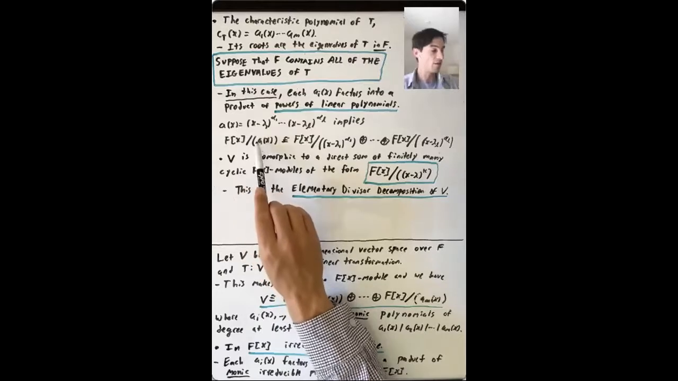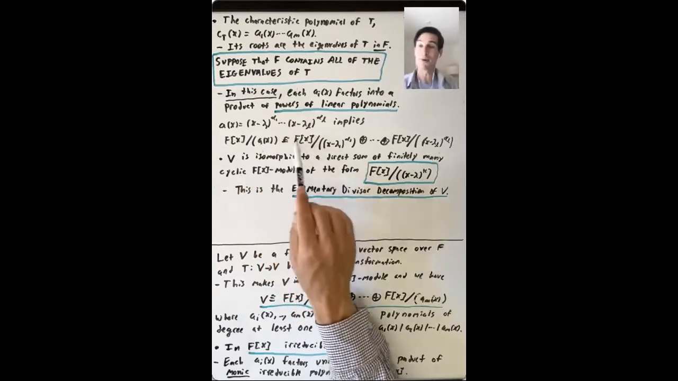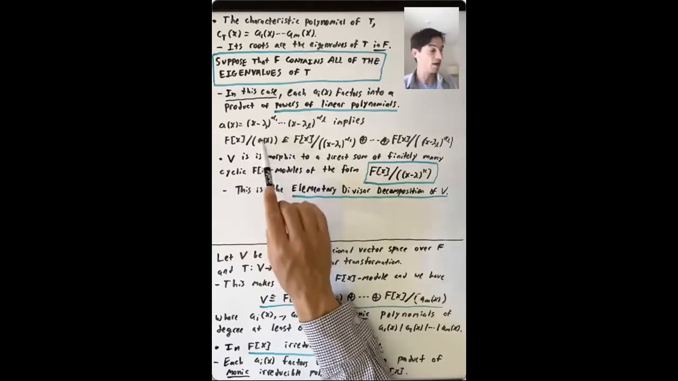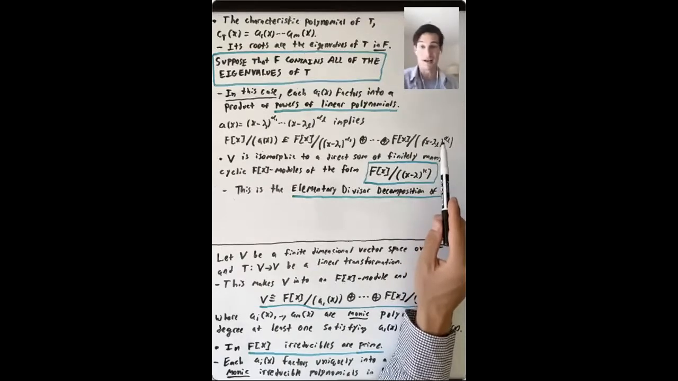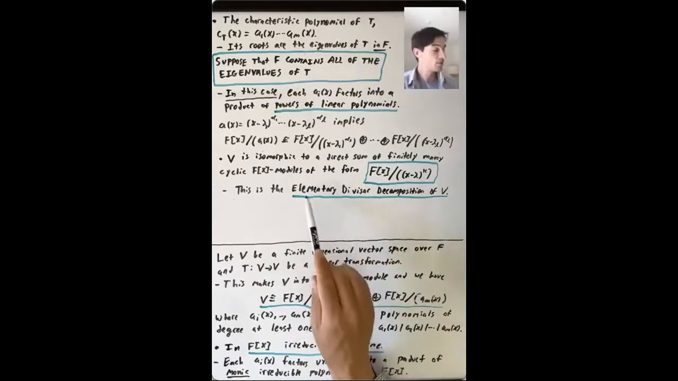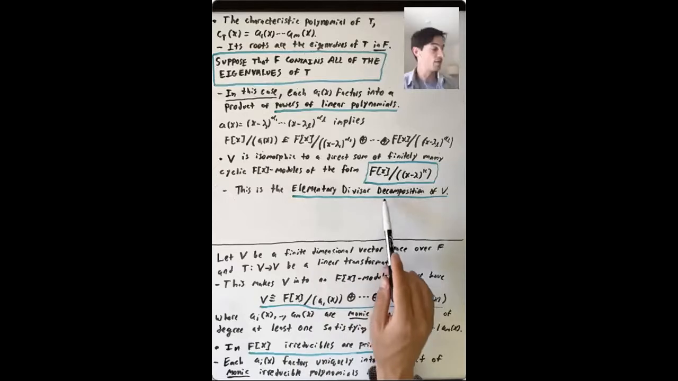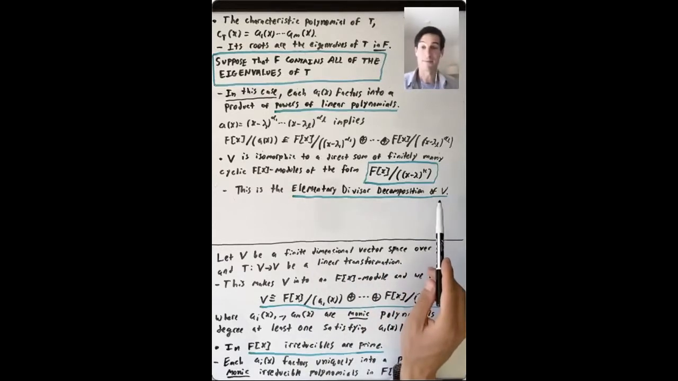So what are we doing? We saw this for one invariant factor. We just apply it separately to each. We get each invariant factor as a direct sum that looks like this. We just take the direct sum of all those direct sums. And this form is the elementary divisor decomposition of V.